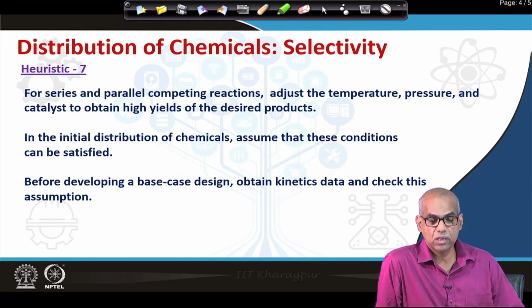Heuristic 7 is about selectivity. For series and parallel competing reactions, adjust the temperature, pressure and catalyst to obtain high yield of the desired product. In the initial distribution of chemicals, assume that these conditions can be satisfied. Before developing a base case design, obtain kinetic data and check that these assumptions hold.